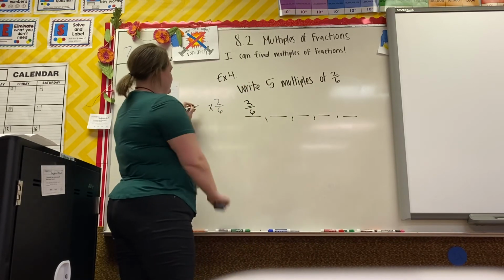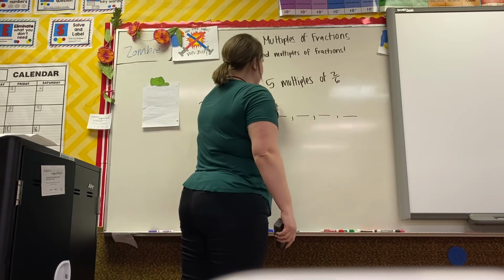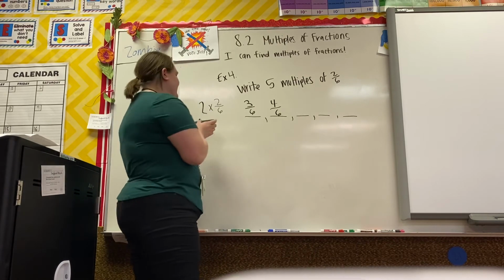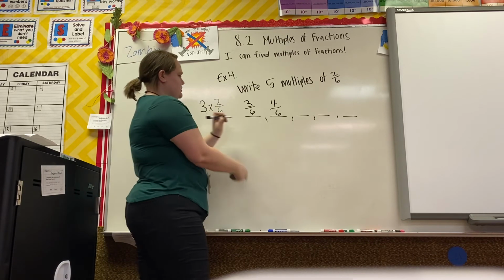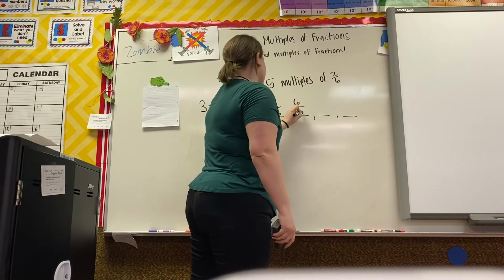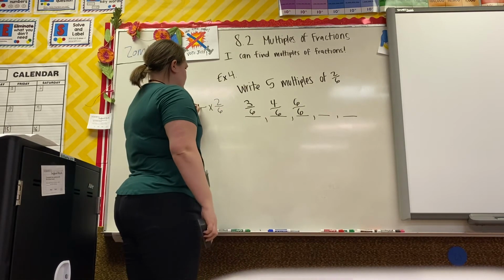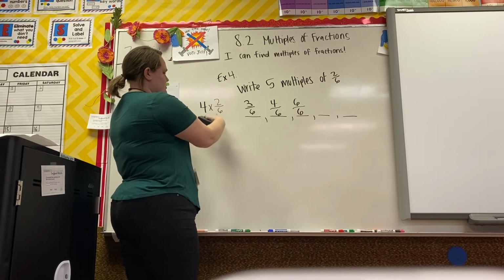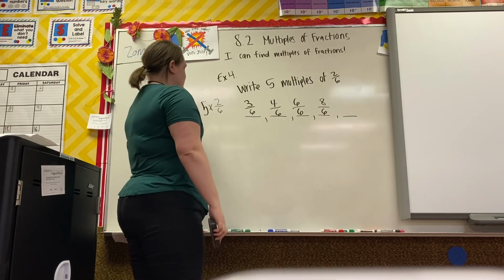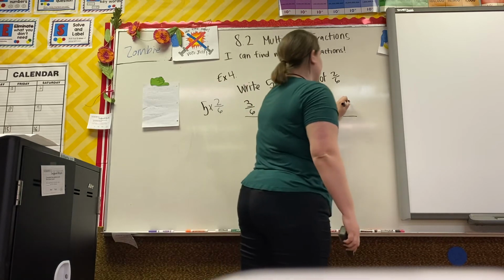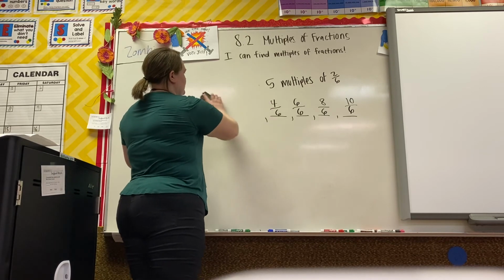Okay, now I'm going to do 2. 2 times 2/6. 2 times 2 is 4/6. Now I'm going to do 3 times 2/6. 3 times 2 is 6/6. Now I'll do 4. 4 times 2/6. 4 times 2 is 8/6. And then my last one, 5 times 2/6. 5 times 2 is 10/6. Okay?